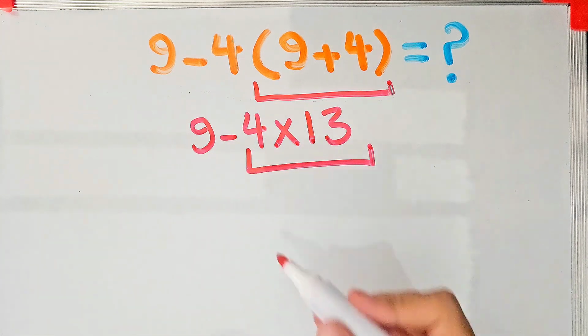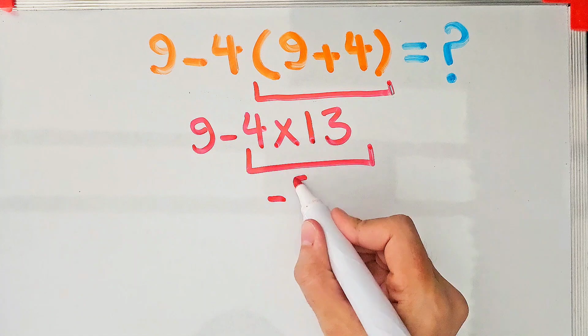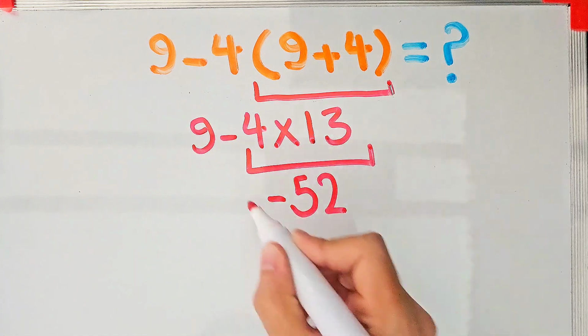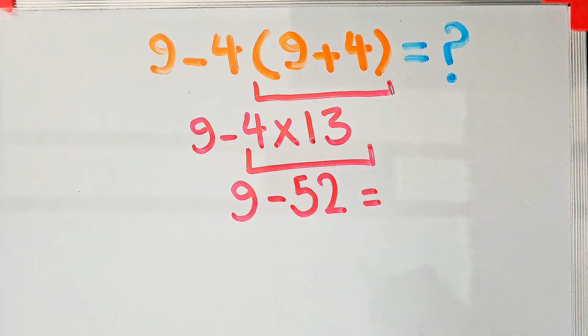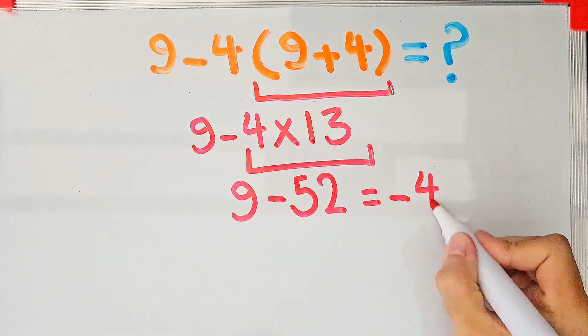Negative 4 times 13 equals negative 52. Now we have a new expression, 9 minus 52, that equals negative 43, and we find the final answer of this question.